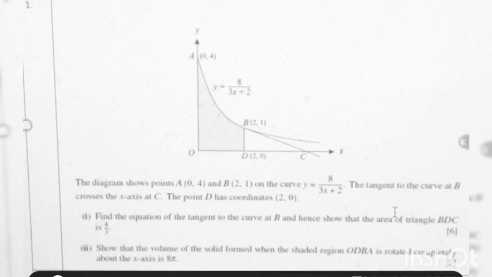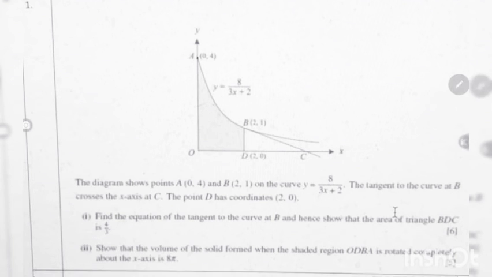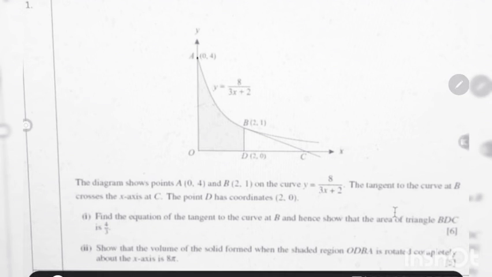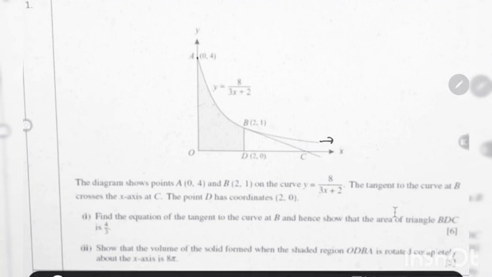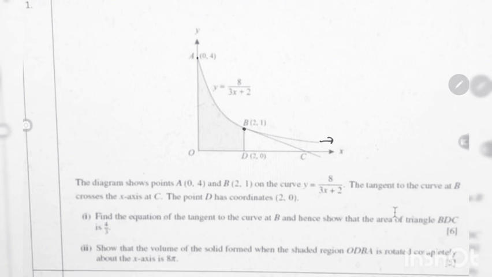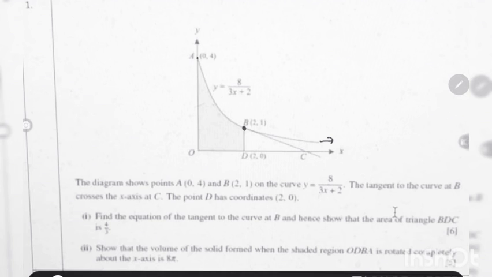The diagram shows point A (0, 4). This is point A, right? And point B (2, 1), on the curve y equals 8 over 3x plus 2. This is the curve, y equals 8 over 3x plus 2. The tangent to the curve at B crosses the x-axis at C.